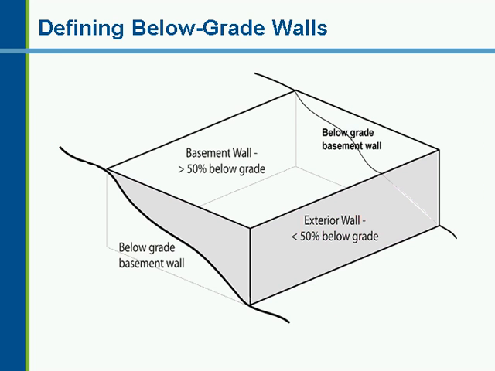As I mentioned, defining the wall depends on the total area that's above or below grade. So for a walkout basement, even though you might consider that front wall part of your basement, so you might call it a basement wall, it's not a below grade wall, and it would have to comply with the above grade frame wall or mass wall provisions.